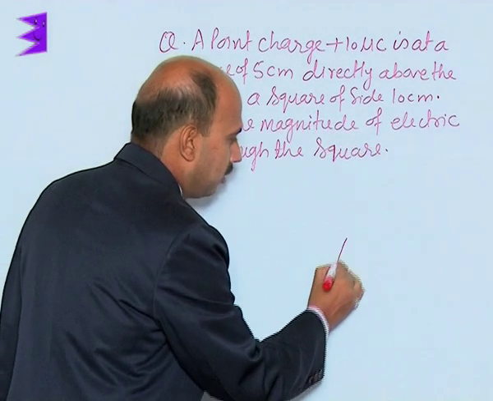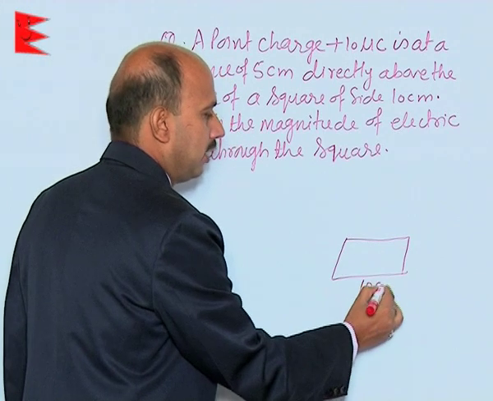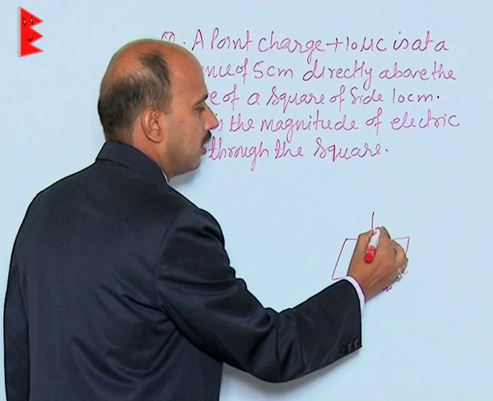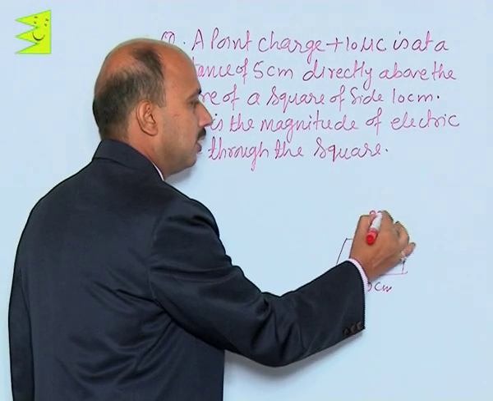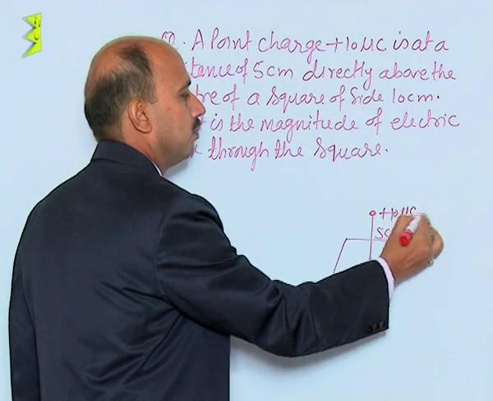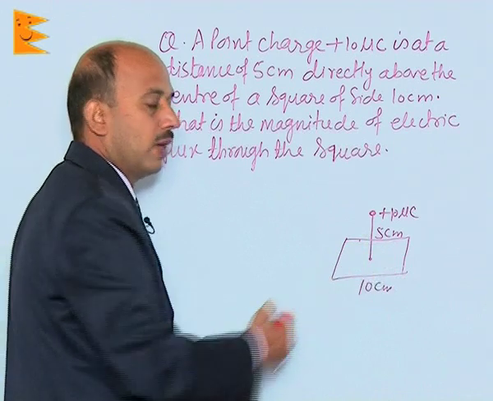Suppose you have taken a square like this here, whose side is 10 centimeter. From the center at the distance of 5 centimeter, you have got a charge here, plus 10 microcoulomb. Now we have to calculate the flux through this square.